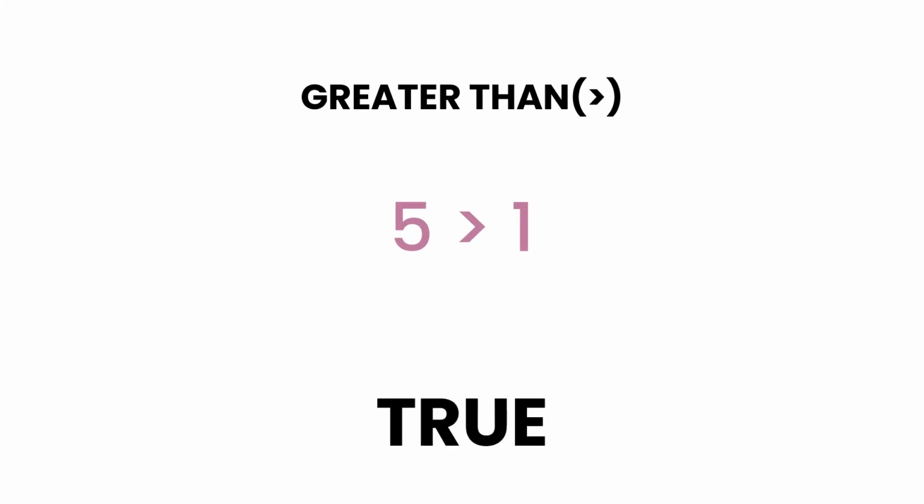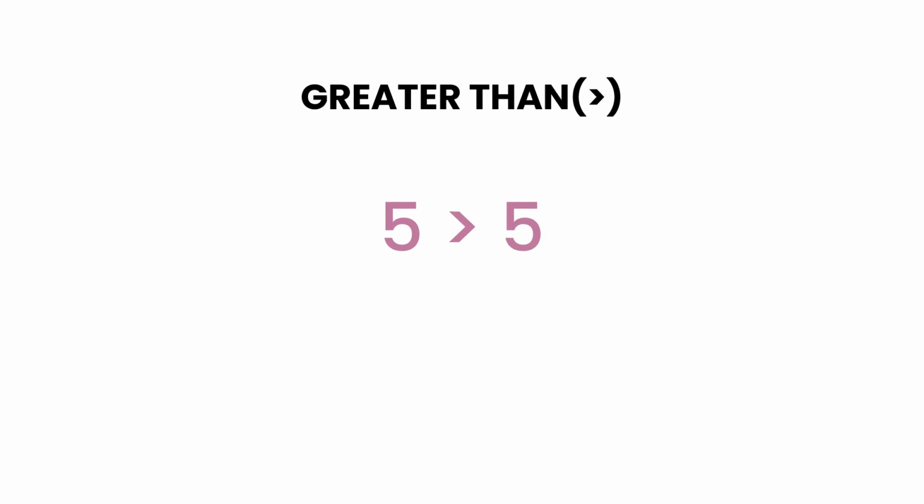Greater than works much the same as less than, except this time we're checking to see if a number is greater than another. So in this case, we might check if 5 is greater than 1, and of course this statement will evaluate to true. But much like less than, greater than isn't inclusive, so if we did 5 is greater than 5, it would return false.